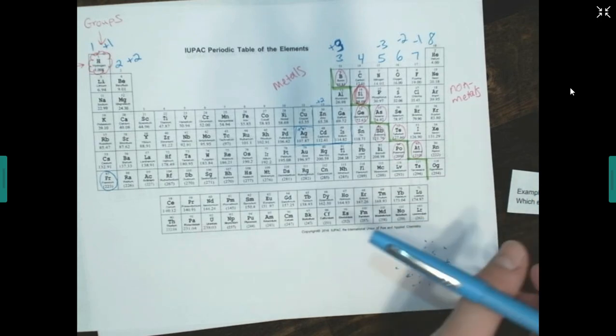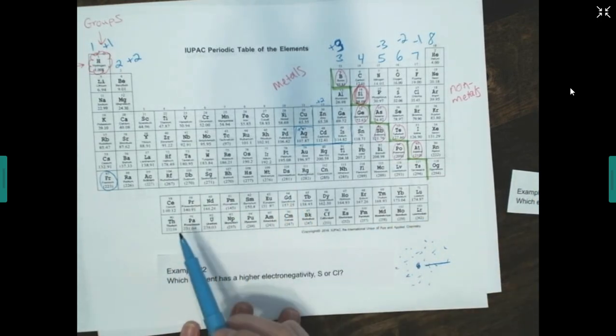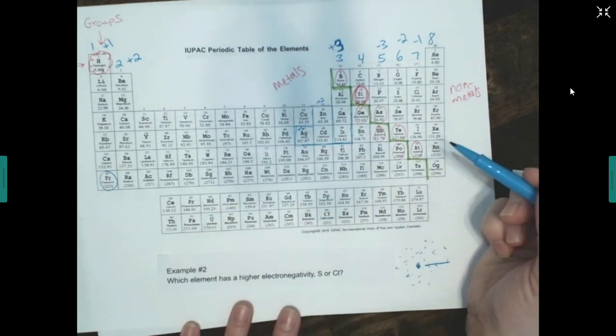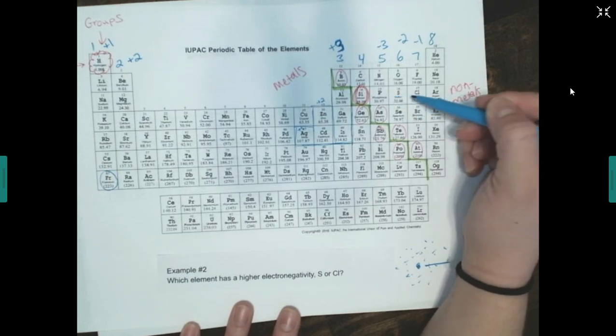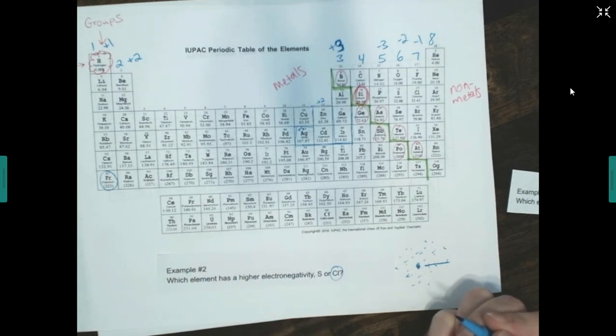Example number 2 says, which element has the higher electronegativity? Remember, electronegativity increases up and to the right. So let's see, sulfur or chlorine, which is further to the right? Chlorine is further to the right, so this one would have higher electronegativity.